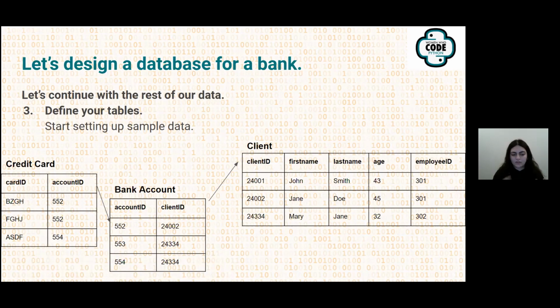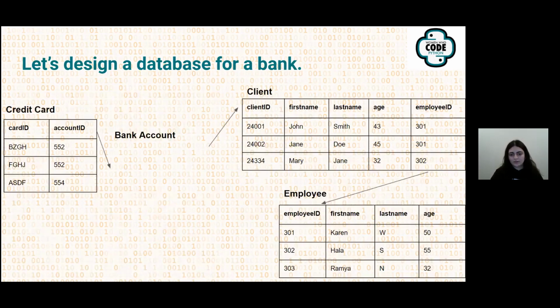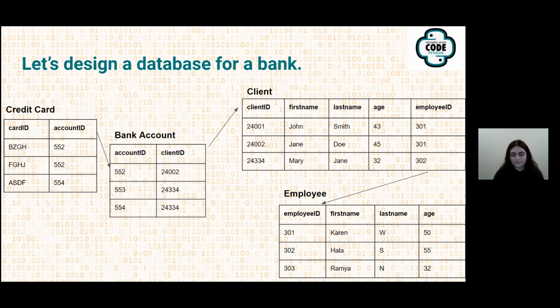Now the relationship between bank account and client is very similar to the relationship between credit card and bank account, and similar to what we have with the whole thing. So now we've designed our entire database, because look at it now. You have a client, and you know which employee this client is associated with. You also have all the bank accounts, and you know which client they're for. You also have all the cards, and you know which bank accounts these cards are for. So now you have one giant linked thing.